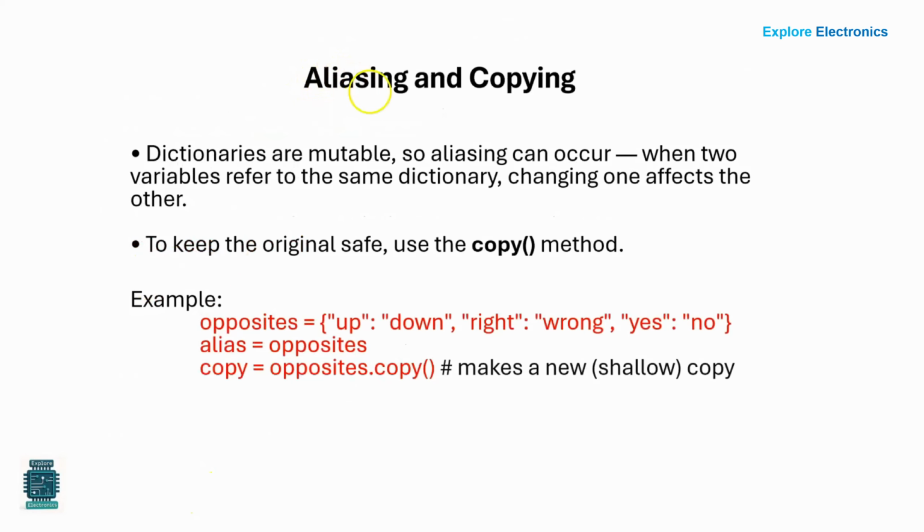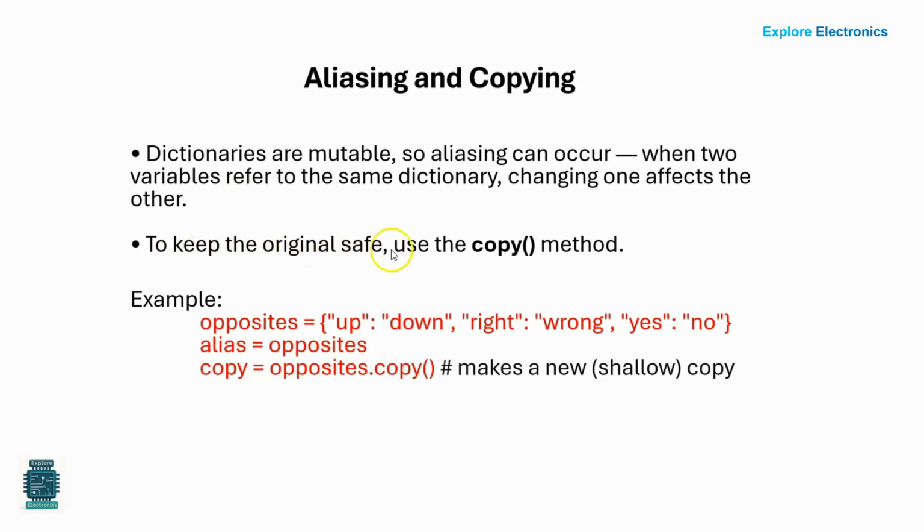Okay. And the last topic is aliasing and copying, which is the most important. Copying the data into another variable. Dictionaries are mutable, which means we can easily change them. So aliasing can occur. We can also take a copy of that dictionary. When two variables refer to the same dictionary, changing one affects the other. For example, if I have two variables referring to the same dictionary and I change one, it will affect the other because they are the same object.